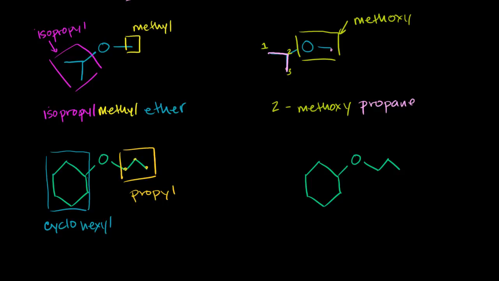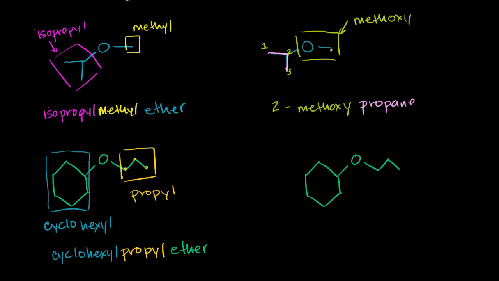So it's cyclohexyl. C comes before P. So it's cyclohexyl propyl. Let me get that shade of yellow right. Cyclohexyl propyl ether. Now let's do the IUPAC way to name it.